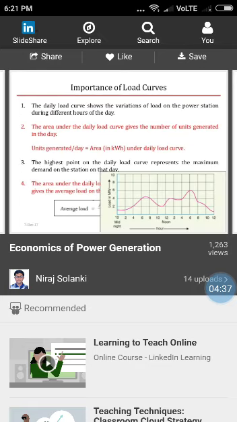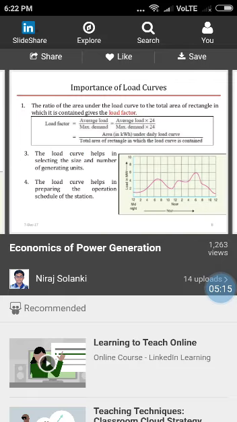Importance of load curves. The daily load curve shows the variations of load on the power station during different hours of the day. The area under the daily load curve gives the number of units generated in the day. Units generated per day is equal to the area in kilowatt hour under the daily load curve. The highest point on the daily load curve represents the maximum demand on the station on that day.